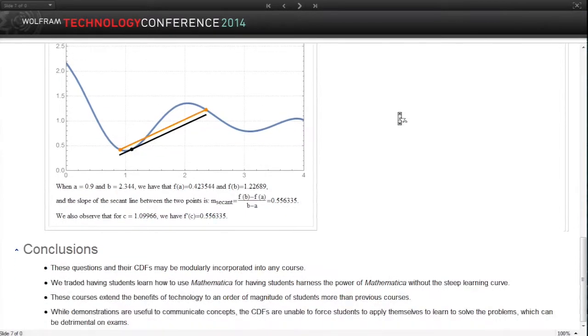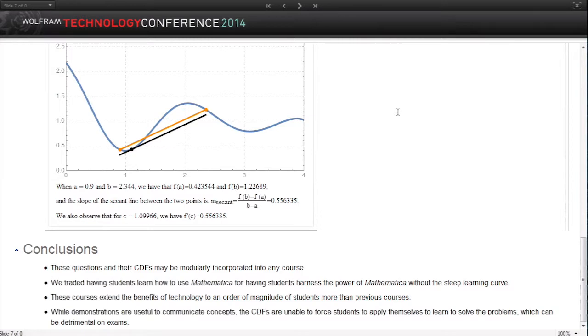So even though we're only halfway through the semester, I do have a few conclusions based on the data we've been collecting. And the first conclusion, not even based on data: all of these CDFs may be modularly incorporated into any course. I substitute taught for someone yesterday who incorporates absolutely no technology into his Calc 1 section, and I still took a CDF in there of Riemann sums. And that's because students don't really need to have any previous experience. They just need to be someone who's comfortable using a computer screen. And pretty much all of our students are at this point.